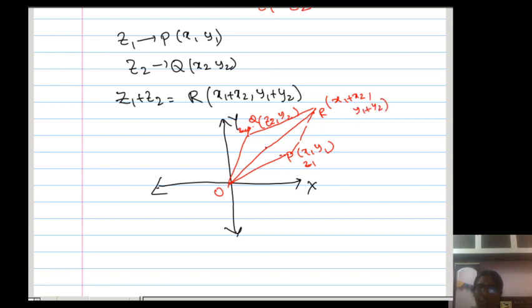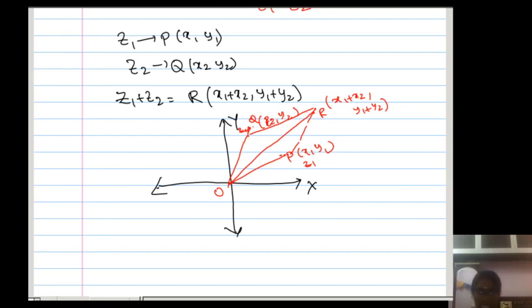Why? See, compulsorily, the first coordinates x1, y1 are positive, and x2, y2 are also positive. Then x1 plus x2 means the x coordinate is greater than both x1 and x2. Suppose you take (1, 2) and (2, 1), then the x1 plus x2 value should be beyond this part. Next, y1 plus y2 is greater than y1 and y2, so it should be somewhere like this. I just drew the point randomly, but it should be in this way only.